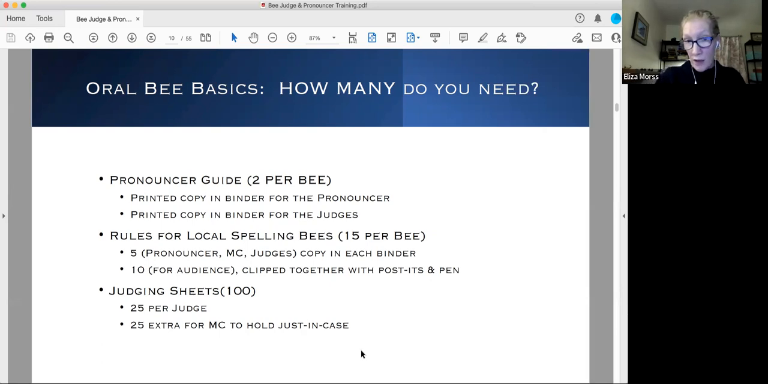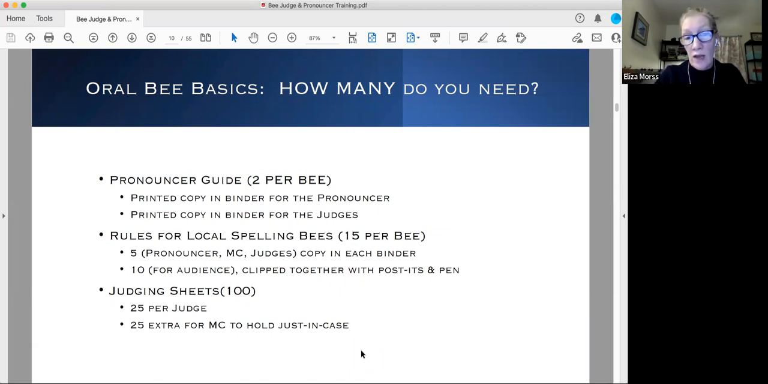Rules for local spelling bees. You're going to need 15 per B, 5, 1 for each one of your officials: pronouncer, 3 judges and an MC, and 10 for the audience. In case there are any appeals, you want to have the rules available to the audience. Usually no one picks up a copy, but it is part of the rules to make the rules publicly available. So you wave them around at the beginning of the B and say, here they are, here are the Post-its and pens, should there be any appeals. So that's what you need.